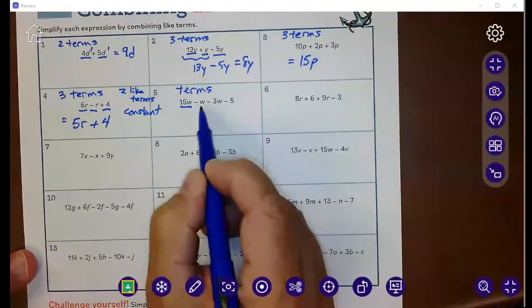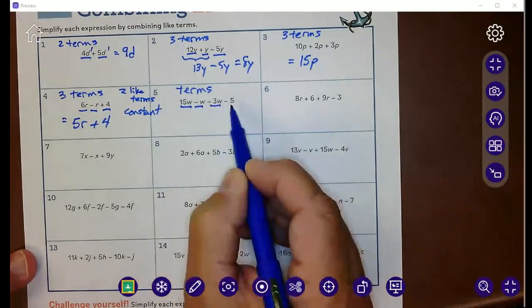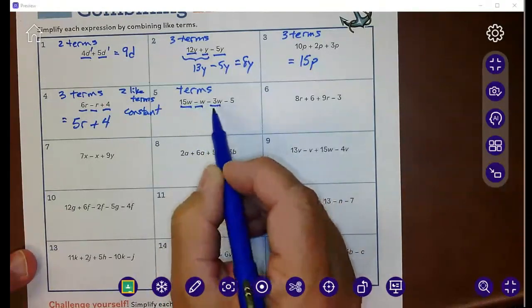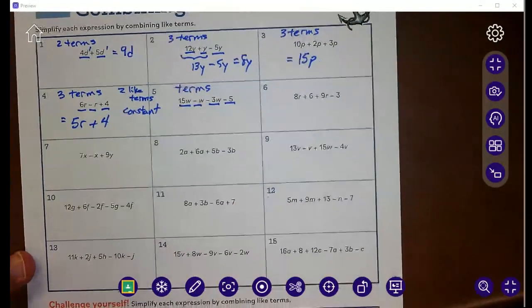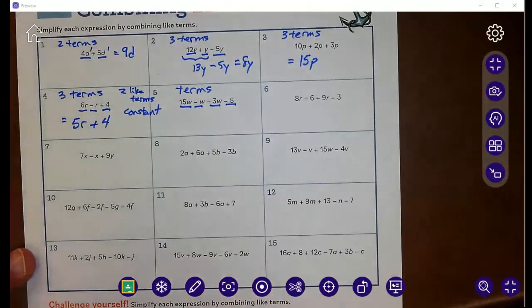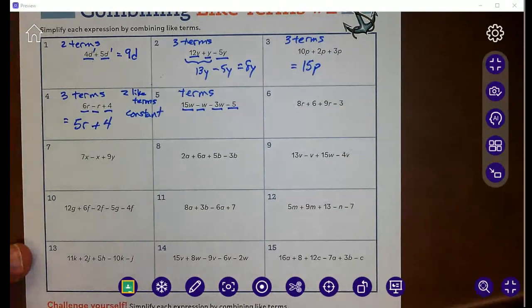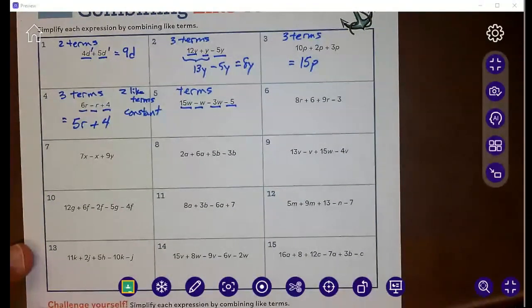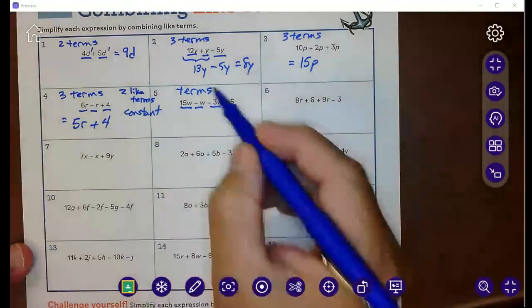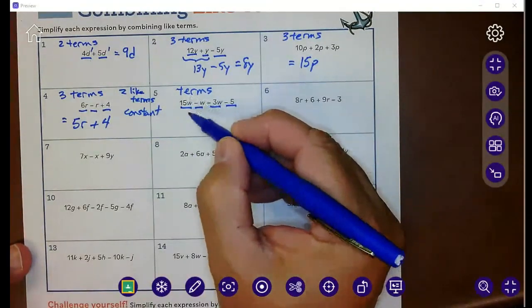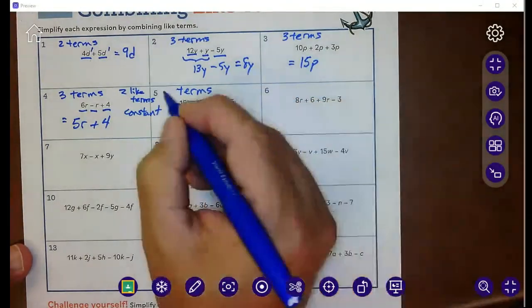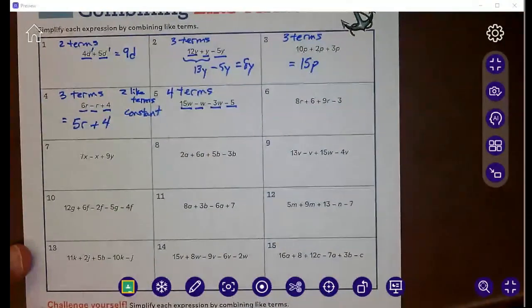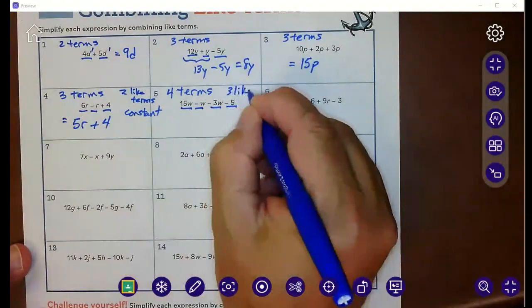So we have 15W, -1W, -3W, and -5. Each of those is a term. So any of the pieces that are being added or subtracted count as terms. But only 3 of those are like terms. The 3 that are like terms are the 15W, the -1W, and the -3W. So there are actually 4 terms, but only 3 are like terms.